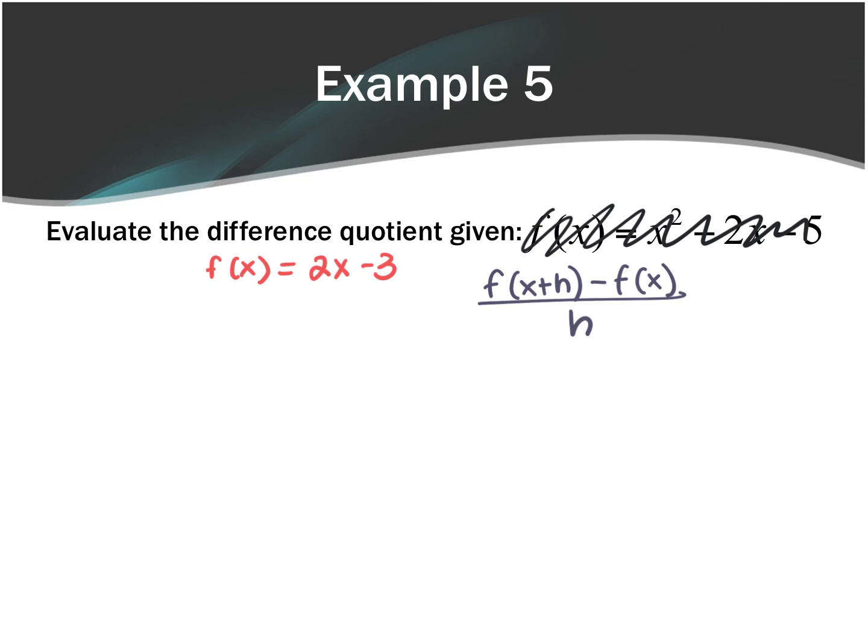So the first thing I'm going to do is f of x plus h. Let's pretend that we're not even doing the difference quotient. Let's just say I gave you f of x is 2x minus 3, and then I said find f of x plus h. How do you do that?